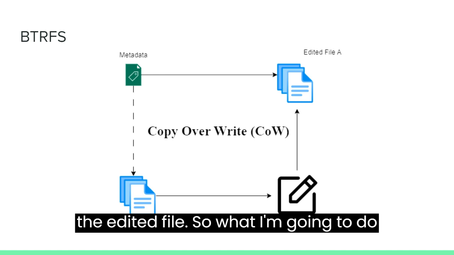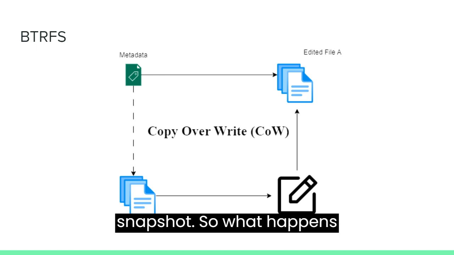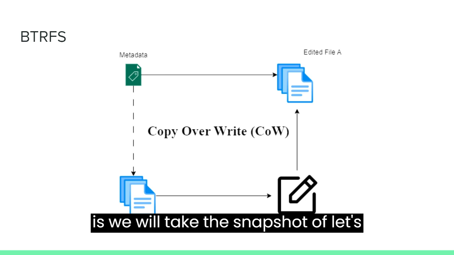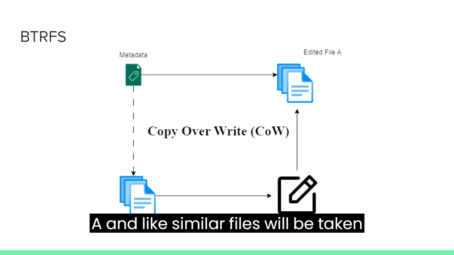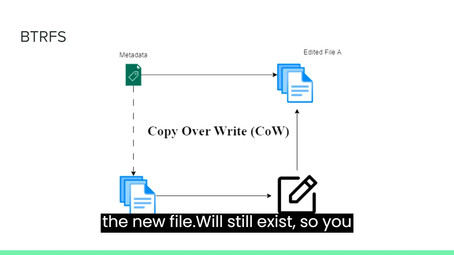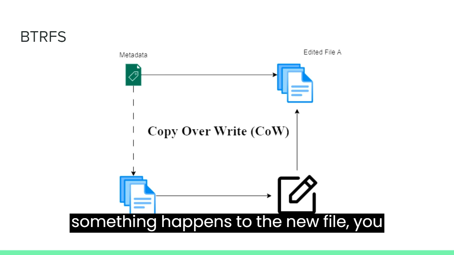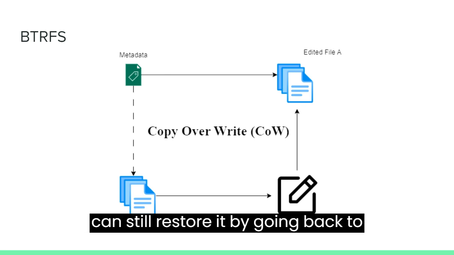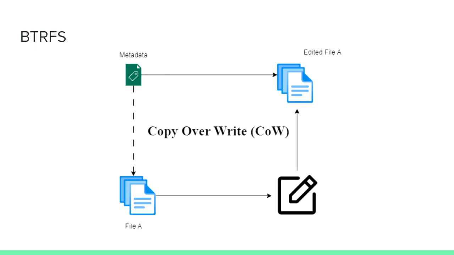So what if we have to take a snapshot? We will take the snapshot of, let's say, before editing. So file A and similar files will be taken into a snapshot, and the new file will still exist. So you have two copies of the file. Even if something happens to the new file, you can still restore it by going back to file A, which is in your snapshot.